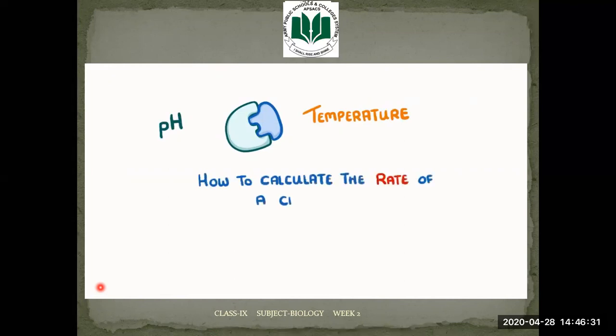Let's have a view of this video to be clear about the concept. In our last video, we looked at why we need enzymes and how they work. In this video though, we'll consider how temperature and pH affect the functioning of enzymes. And in order to measure this, we need to know how to calculate the rate of a chemical reaction.